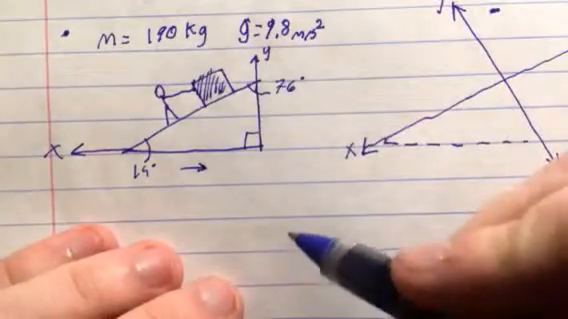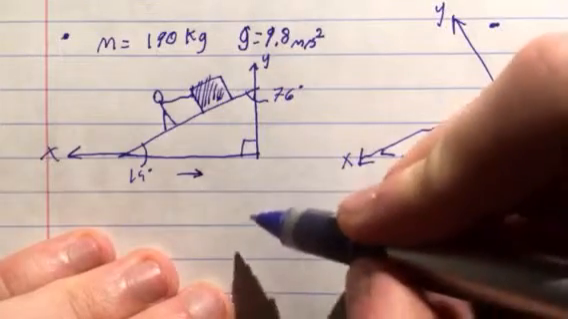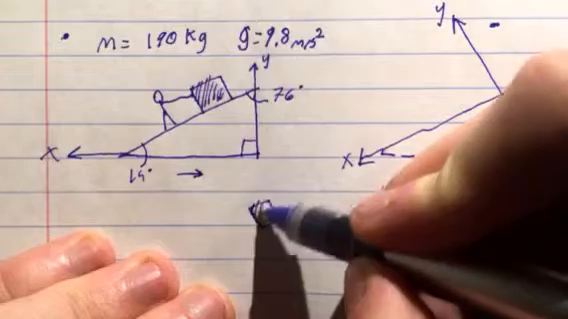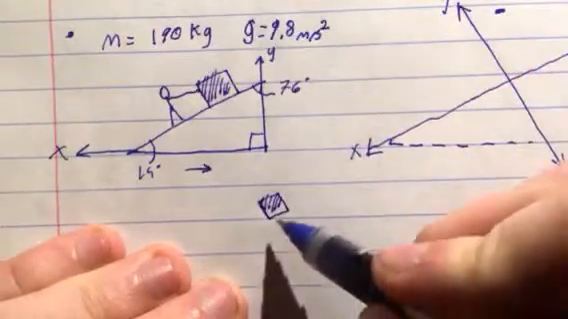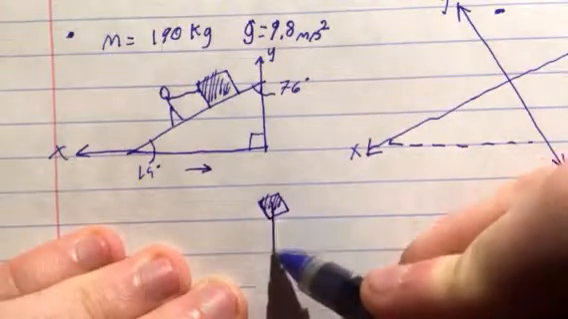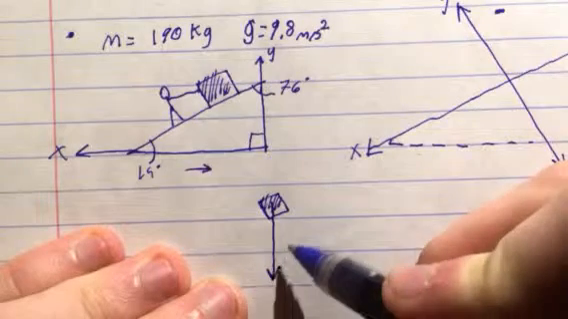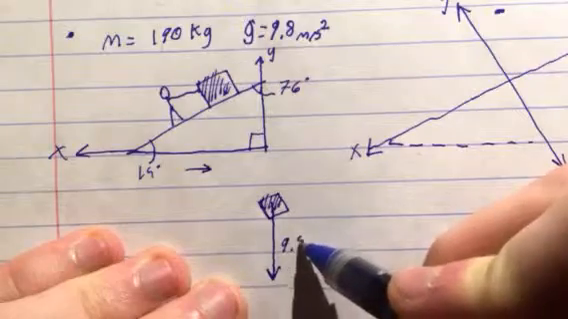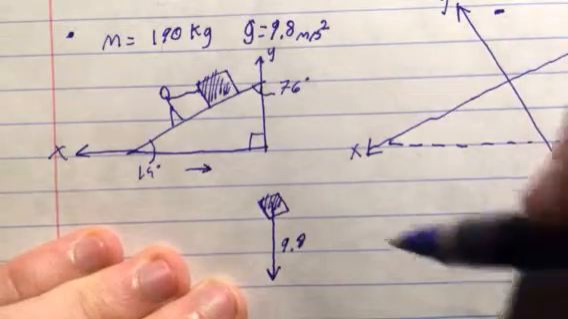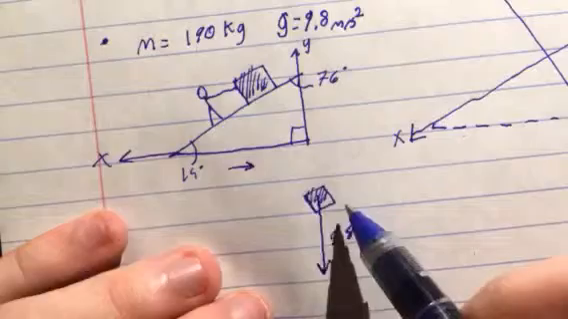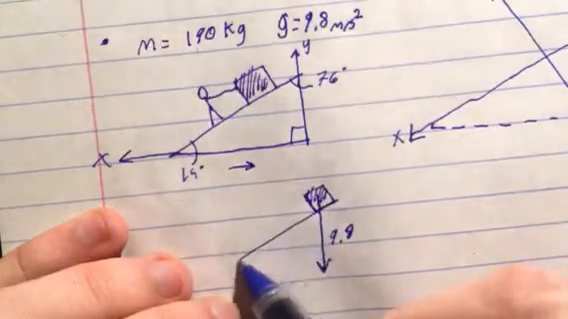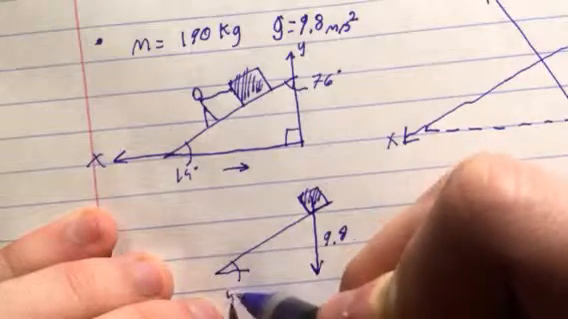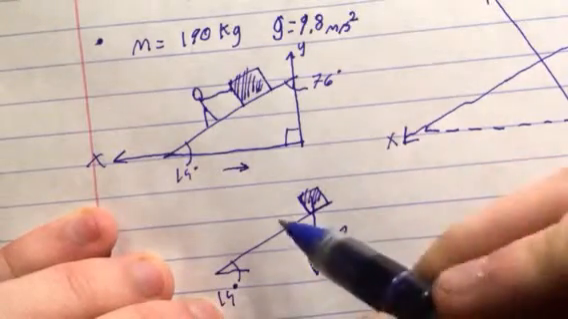So, what do we know? We know that gravity exists. So we'll draw a box here, color it in a little, and we have gravity facing directly downward. The acceleration of gravity is 9.8 meters per second squared, but I'm not going to write that out. And we also have our incline of 14 degrees.